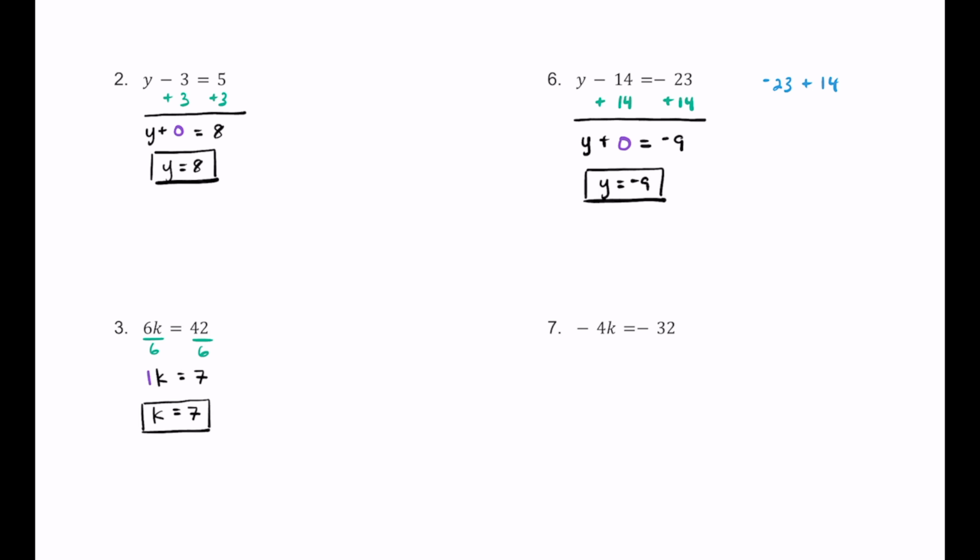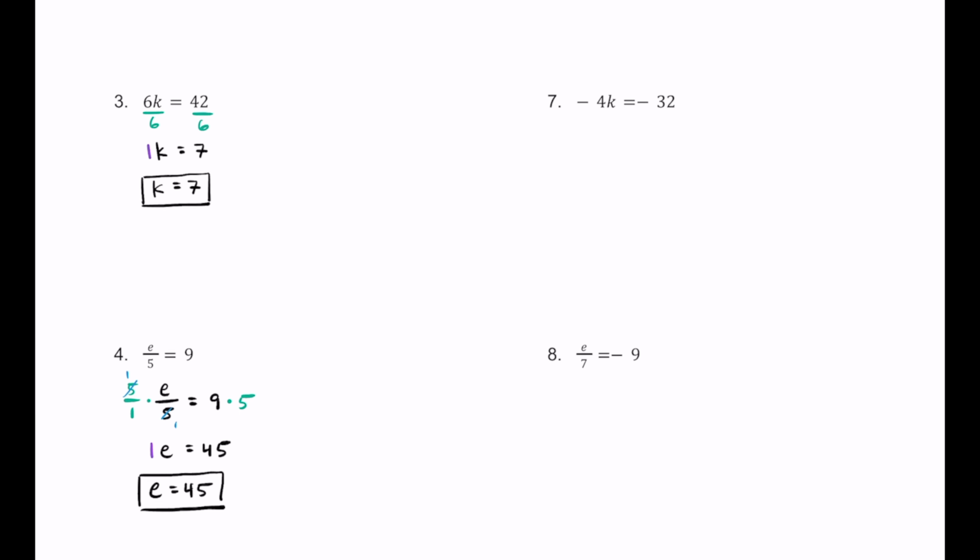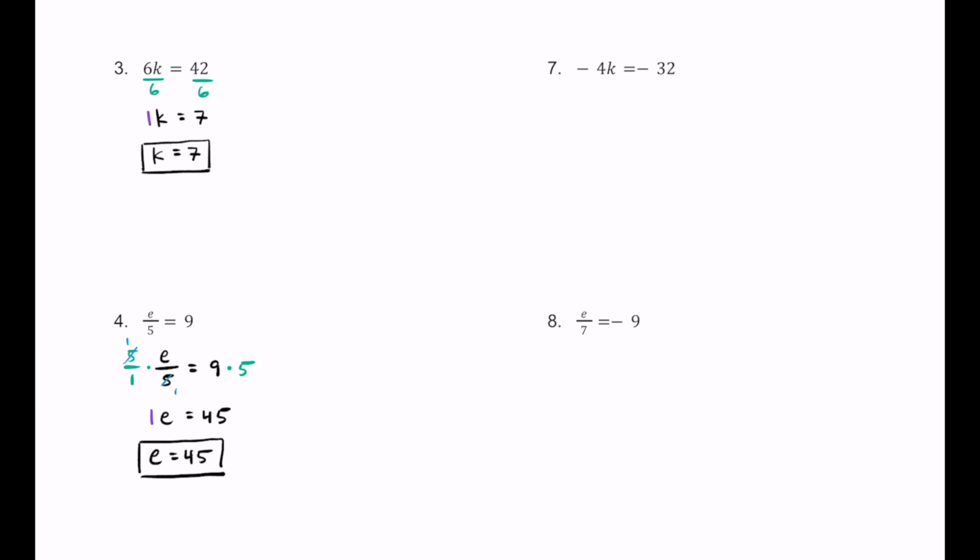Cool. Moving on to the next problem here, number 7, we have negative 4 multiplied by k is equal to negative 32. We need a coefficient of positive 1, so we're going to use the division property of equality and divide both sides by negative 4. Notice that negative 4 divided by negative 4 is going to be a 1, because anything divided by itself is 1. And so we're going to get 1 times k, or 1k, is equal to, and on the right side, negative 32 divided by negative 4 is going to equal a positive 8. And then finally, we can drop that 1 and just say that k is equal to 8.